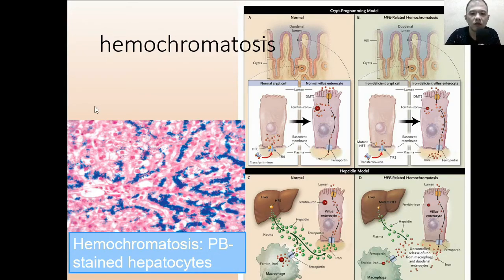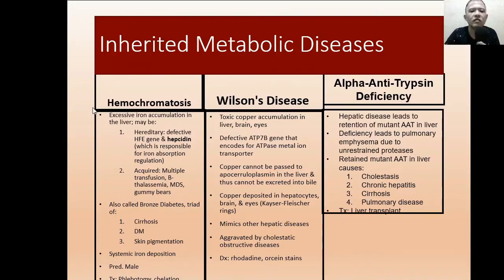So let's go back. The next metabolic disease that we will discuss is Wilson's disease. It is excessive accumulation or retention of copper, and the gene responsible is the ATP7B gene.